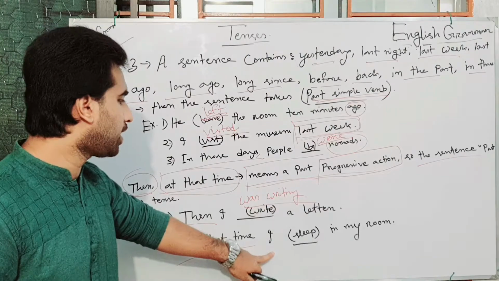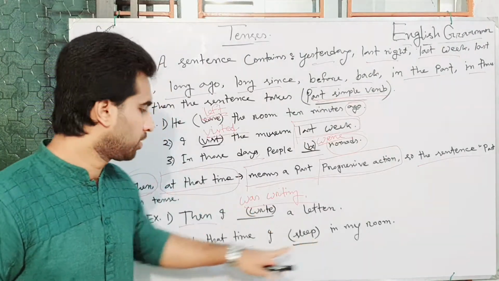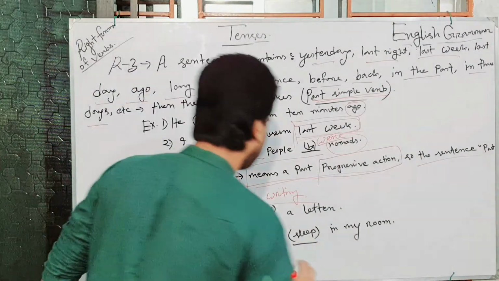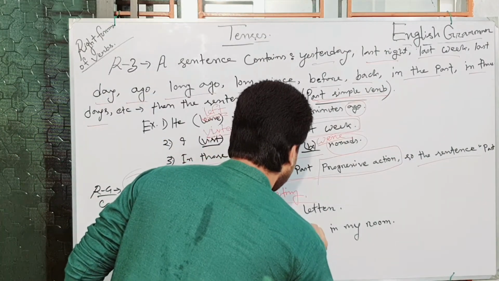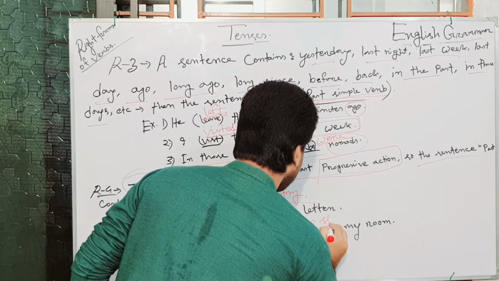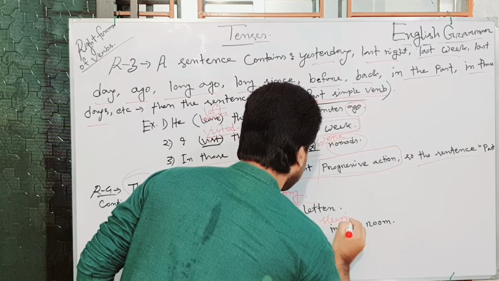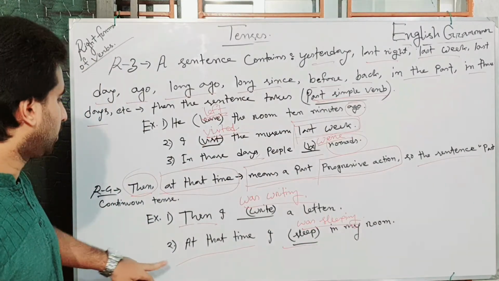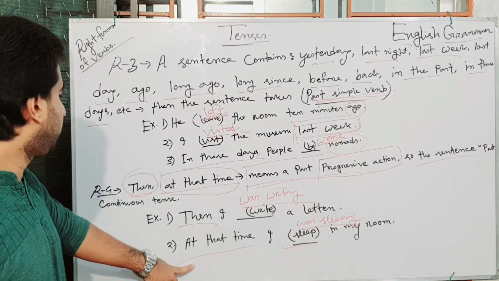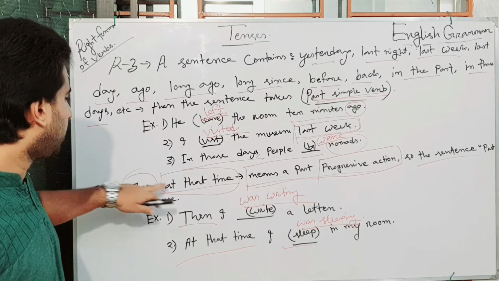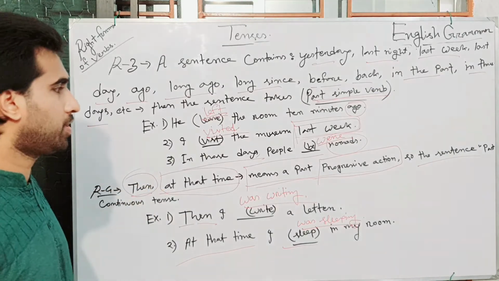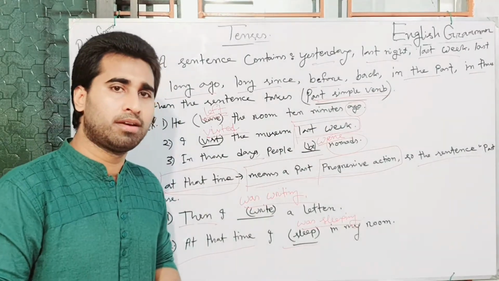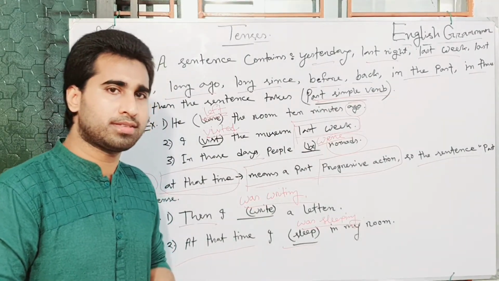At the time I (sleep) in my room. You can say, at the time I was sleeping in my room. So it is "I was sleeping in my room." So if you see "then" or "at the time" in a sentence, we have to think that it is a progressive action and the tense must be past continuous tense.